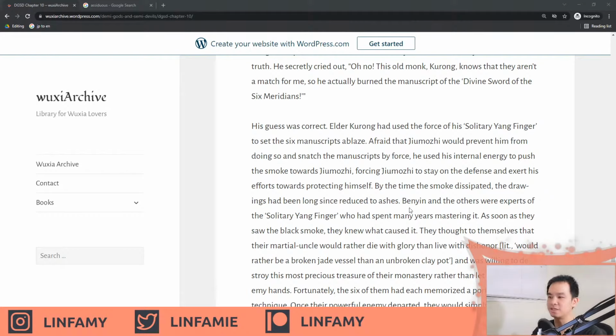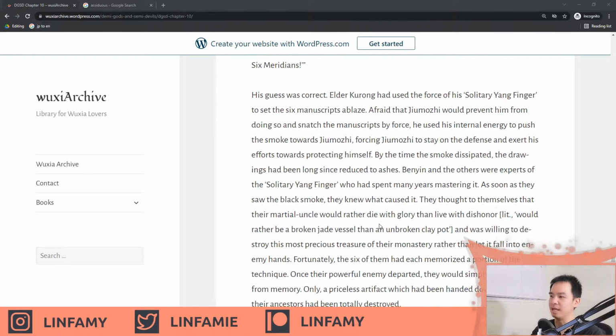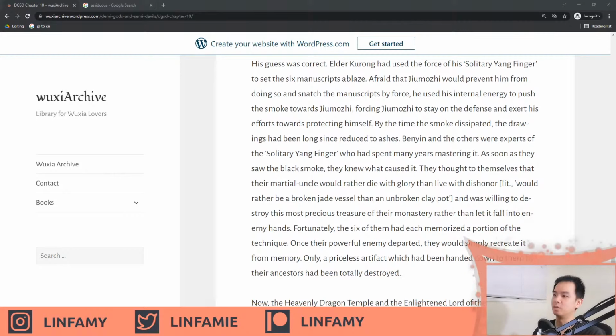Bunyin and the others were experts of the Yi-Yang finger, who had spent many years mastering it. As soon as they saw the black smoke, they knew what caused it. They thought to themselves that their martial uncle would rather die with glory than live with dishonor, and was willing to destroy this most precious treasure of their monastery rather than let it fall into enemy hands. Fortunately, the 6 of them had each memorized a portion of the technique. Once their powerful enemy departed, they would simply recreate it from memory.